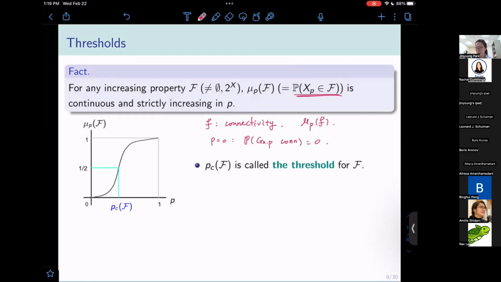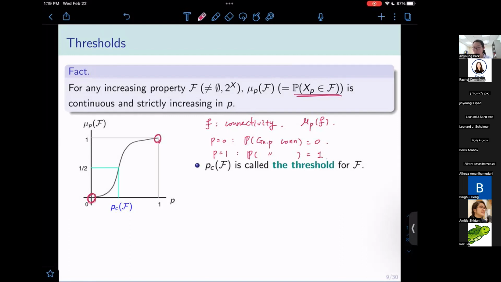So that means in the graph below, we are here. When p is 0, μ_p(F) is 0. On the other hand, when p is 1, all of the edges are present in G(n,p). So the probability that G(n,p) is connected is precisely 1, because it is always connected. So we are here. And this fact says that as we increase p from 0 to 1, the probability that X_p satisfies the given increasing property also increases from 0 to 1. And this function is continuous.